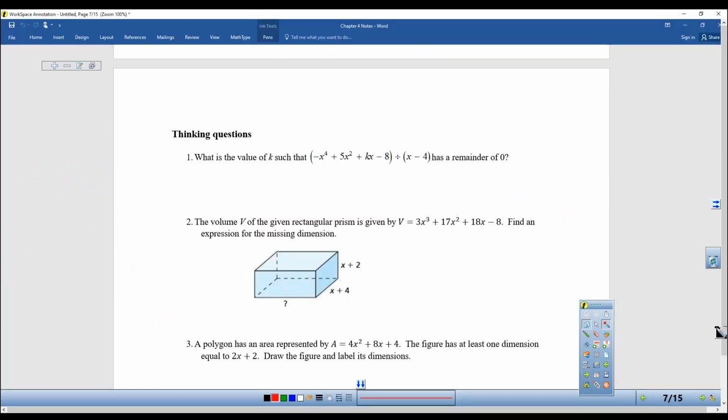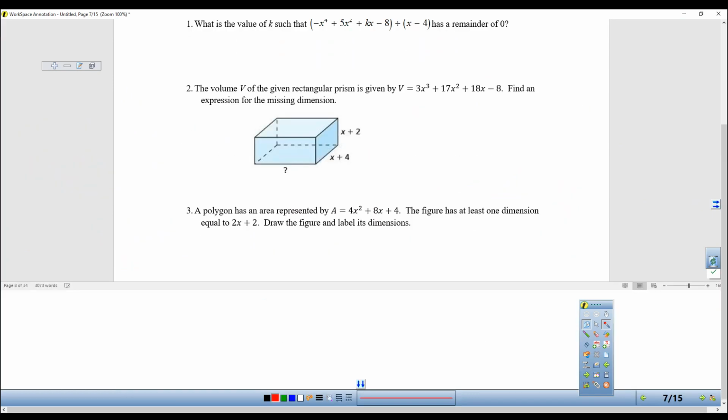Last one, everybody. A polygon has an area represented by 4x squared plus 8x plus 4. The figure has at least one dimension equal to 2x plus 2. Draw the figure and label its dimensions. So it's actually only going to have two dimensions. It says polygon. They didn't want to give it away. But since it came out to be x squared, then we know that the other one is going to be something with an x in it.